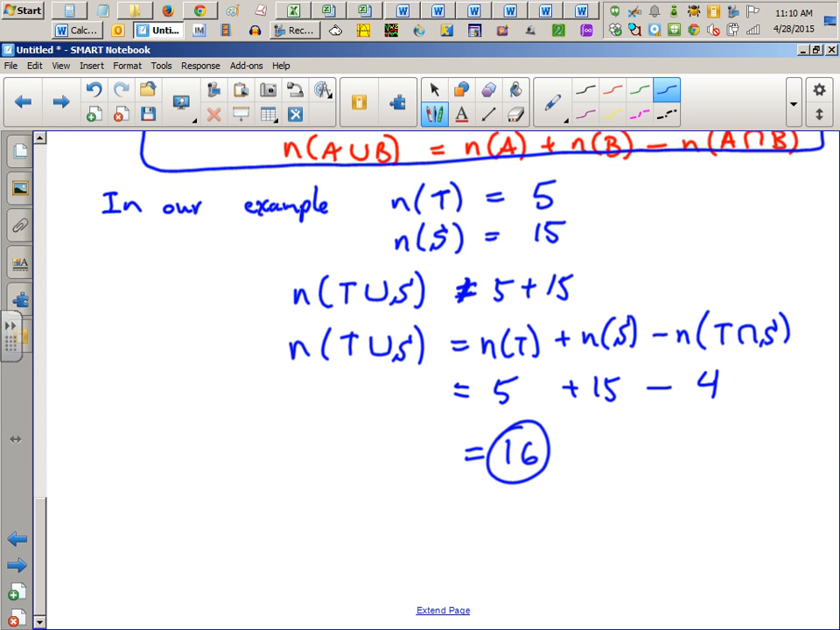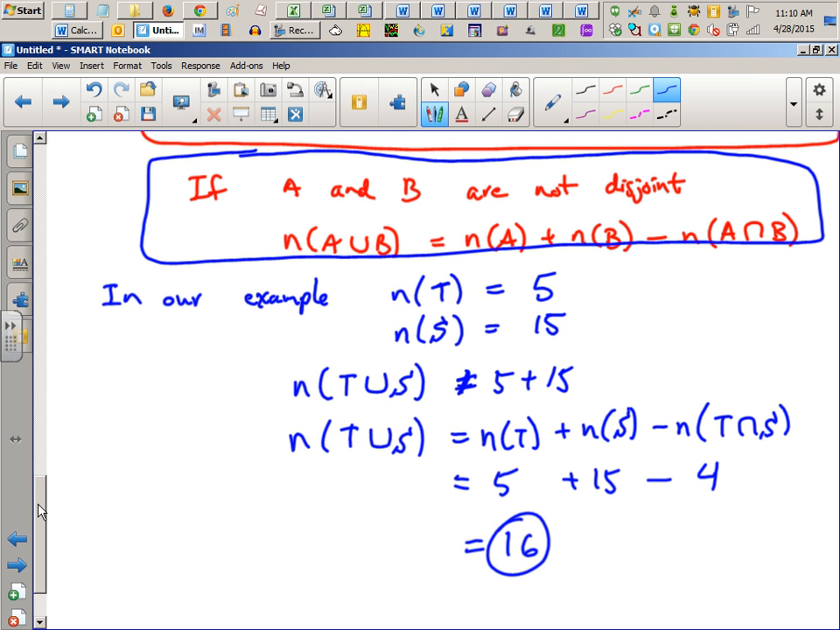16, not 20. So this is a really important formula. And you know what? If you had to memorize only one formula today, let it be this one, because if this last number happens to be 0 and the sets have nothing in common, then you just get the formula up above anyway. So you might as well memorize this one.